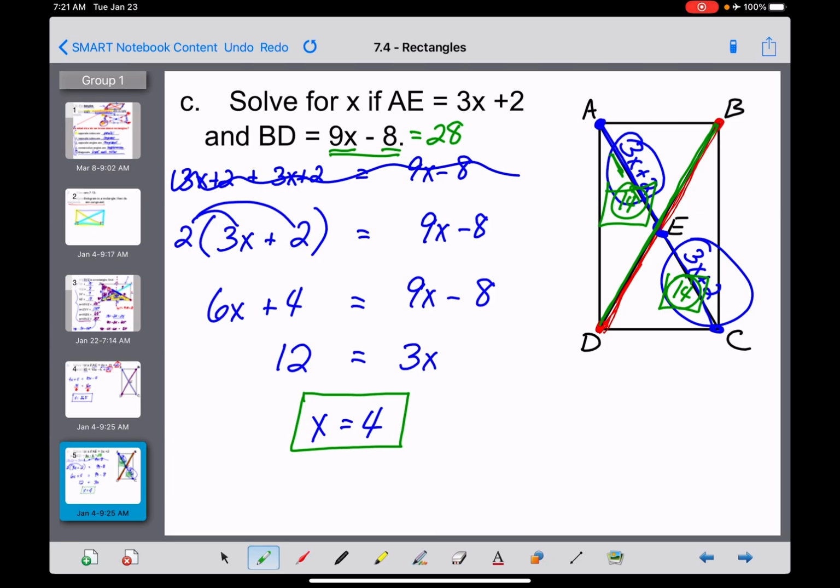All right, guys, that is everything I have for you here from section 7.4 on rectangles. So let's dive into that homework and see how you do. Good luck, everybody.